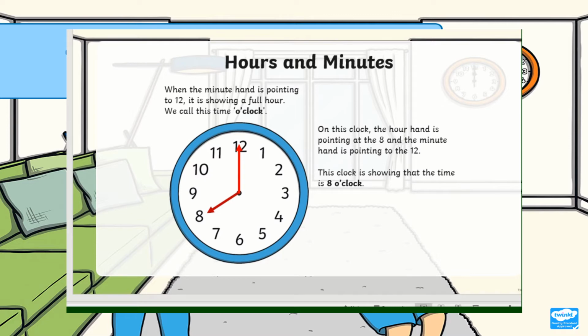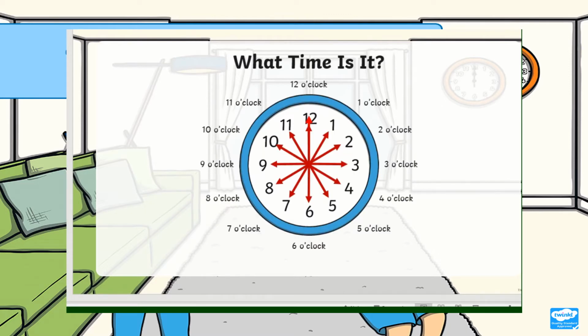We call this o'clock. On this clock, the hour hand is pointing at the 8. That's the hour hand, and the minute hand at 12. So this clock is showing that the time is 8 o'clock. And you can see on this clock, look, it goes around 1 o'clock, 2 o'clock, 3 o'clock, 4 o'clock, 5 o'clock, 6 o'clock, 7 o'clock, 8 o'clock, 9 o'clock, 10 o'clock, 11 o'clock, and to 12 o'clock.